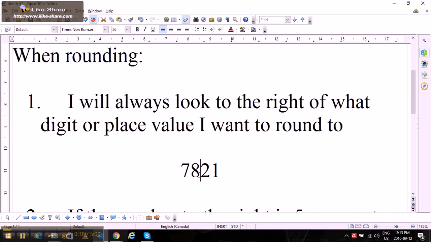If I want to round to the hundreds column, I have to look at the tens column, the one to the right. And if I want to round to the tens column, I have to look to the ones column. So that's the first thing. The first thing we have to know is what we're rounding to and what the number beside it to the right is. Then we move on to rule number 2.